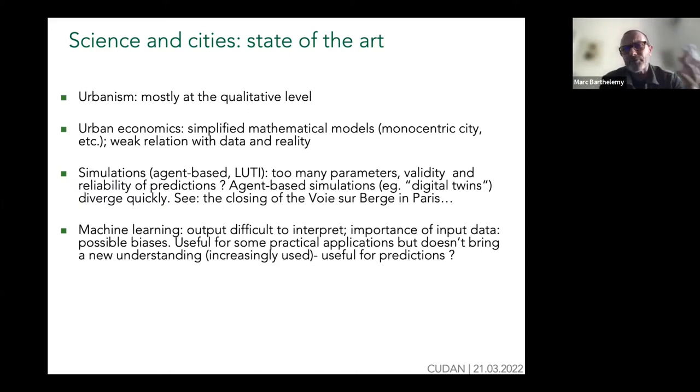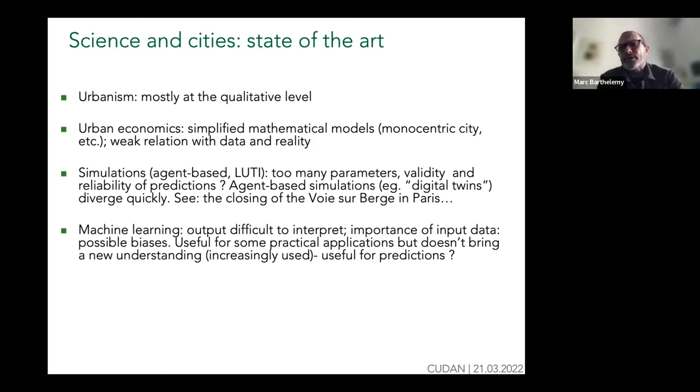Actually, it's with urban economics that people try to make some simplified mathematical models. So you have a huge literature on urban economics, and Krugman, for example, is one of the best-known people in spatial economics. The problem is that the models are very simplified, which I like, which is good for a physicist. The problem is really the relation with data and with reality. Most of these works make very simplified assumptions without testing them, and most of the time they don't test the predictions. So that's a bit of a problem.